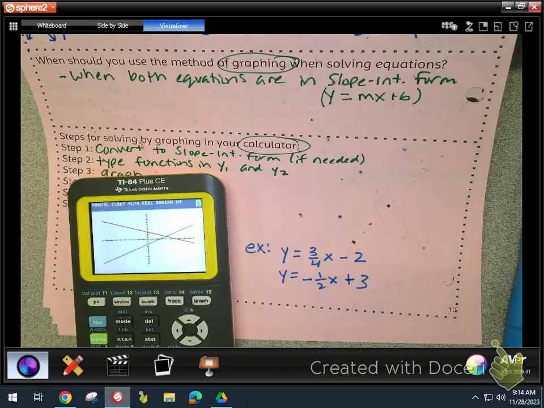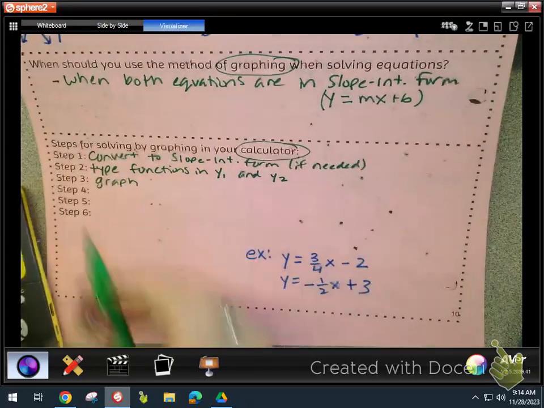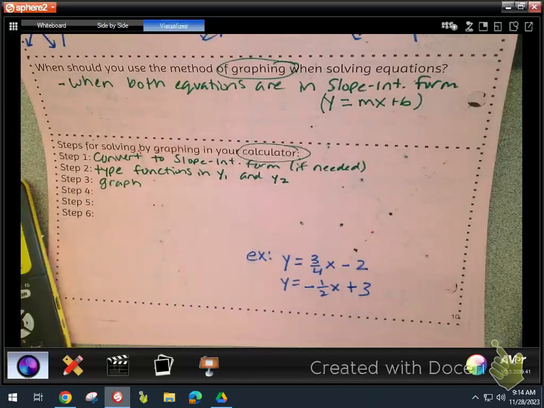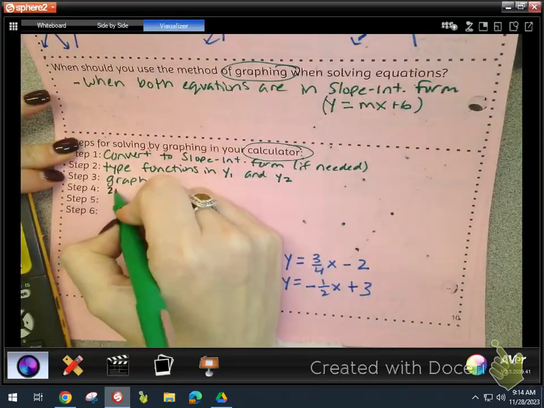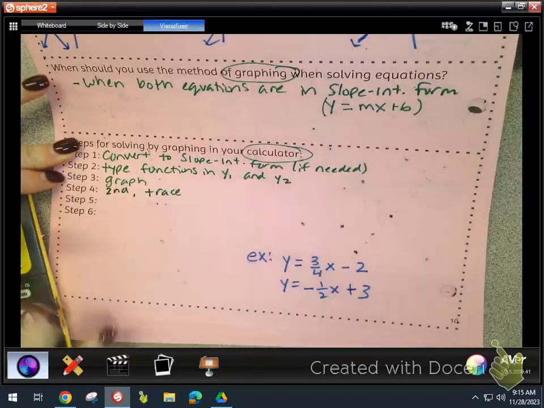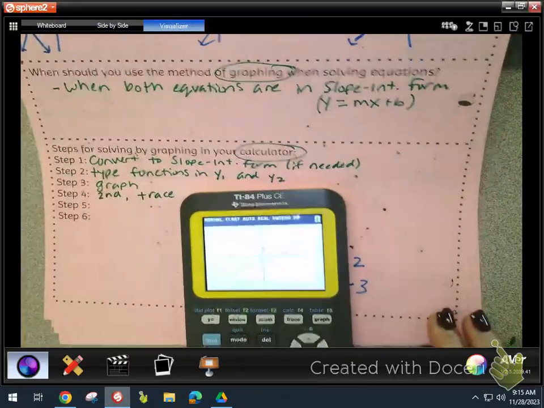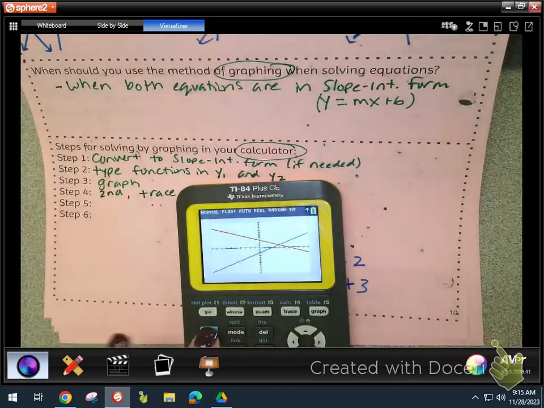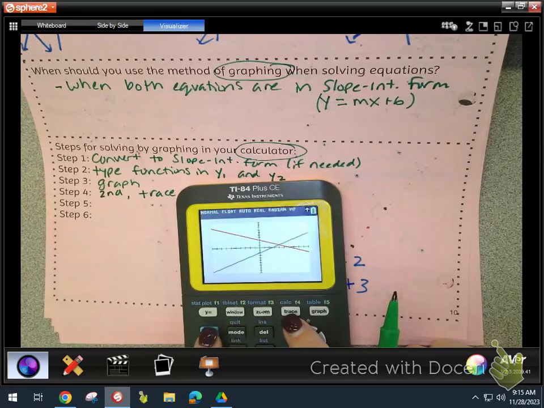So we good here so far? We see our 1 solution? Yes. Okay. All right, so here's how your calculator can find it. Go back to step number 4. Let's write this down. You're going to press second and then trace. Let me show you where those are as a reminder. Second is the blue button up at the top. Trace is next to graph. Are you doing this in your calculator? Yes, ma'am.